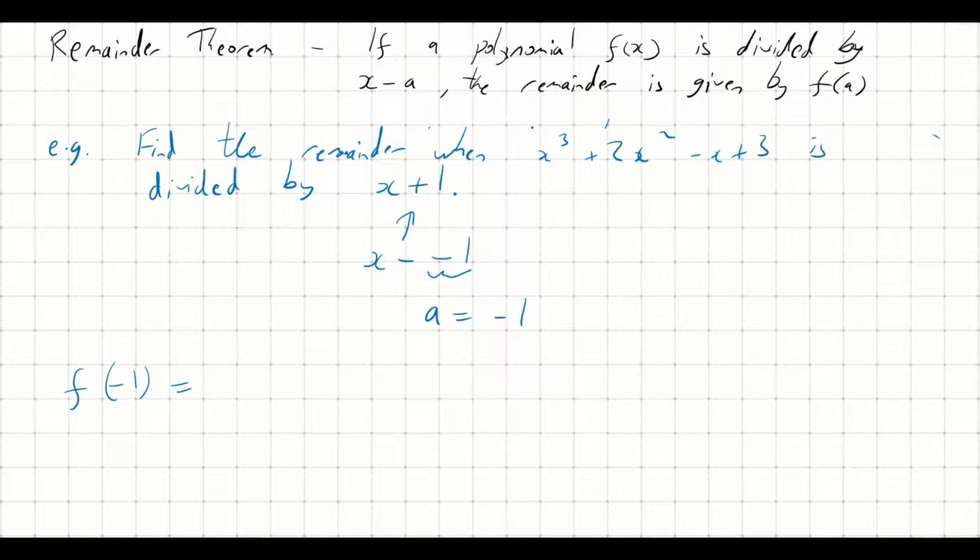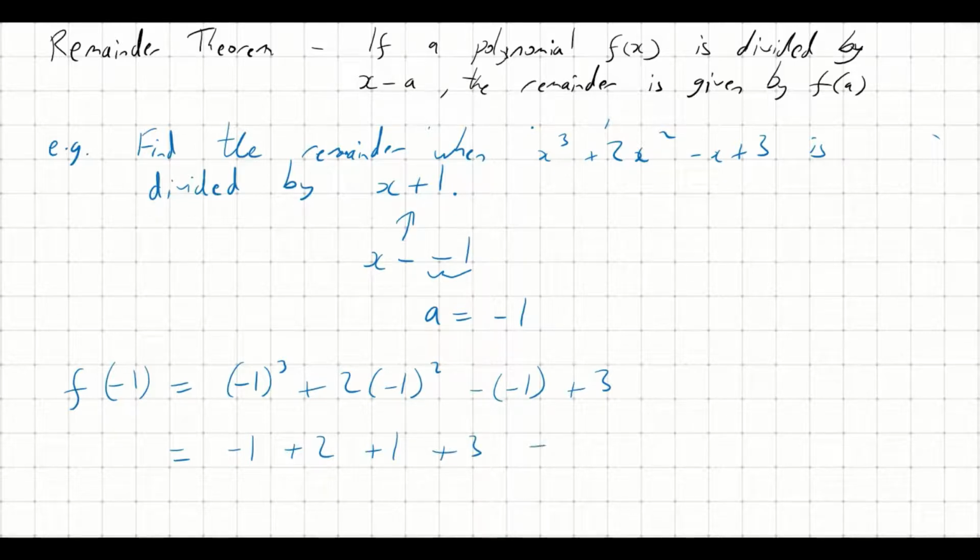f of minus 1, we just substitute minus 1 into our f(x), which is minus 1 cubed plus 2 times minus 1 squared minus minus 1 plus 3 equals minus 1 plus 2 plus 1 plus 3, which is 5. So the remainder when x cubed plus 2x squared minus x plus 3 is divided by x plus 1 is just 5. And we worked that out using the remainder theorem.